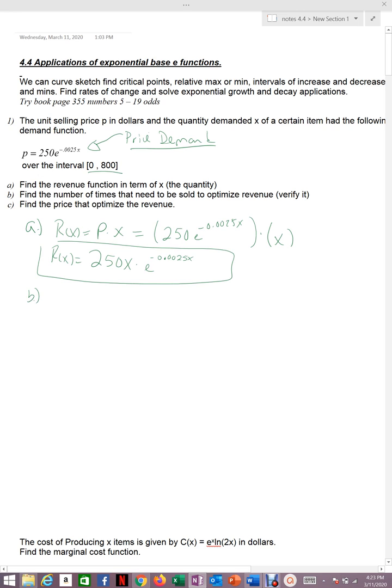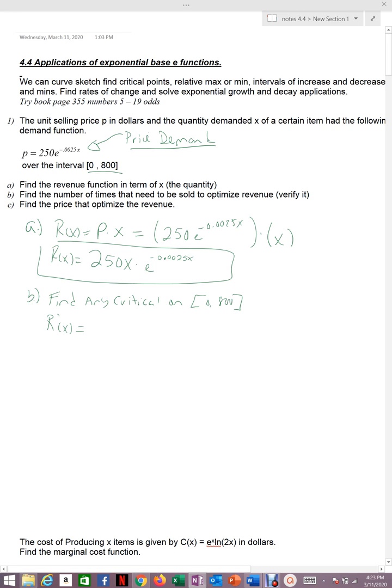Alright, so part B is we want to maximize it. Well, it's the closed domain case because the 0 and 800 in brackets means they're included. And so we use the extreme value theorem, which means I need to find any critical values on the given domain. Again, I only want those between 0 and 800. So find my derivative and solve for my critical values.